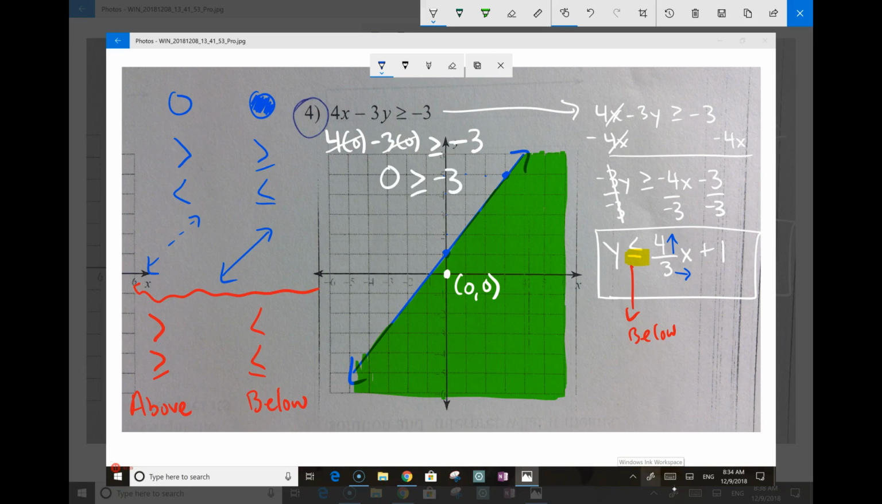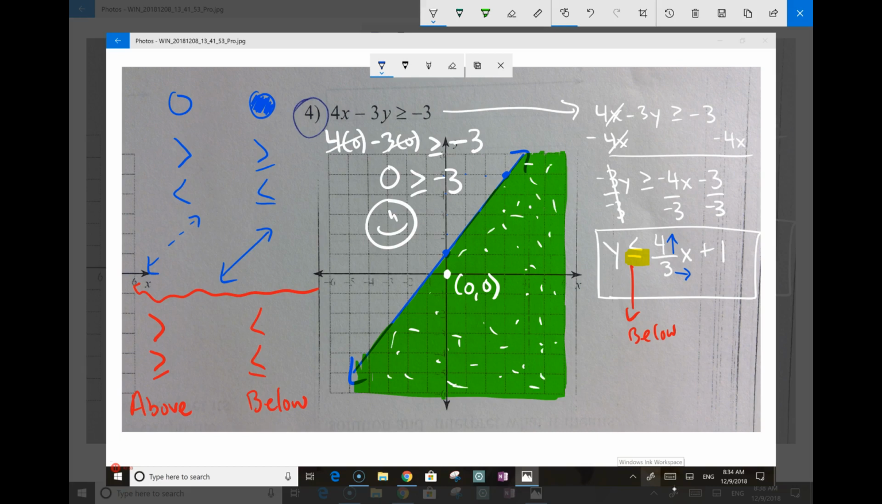And now I have to think about this. Is that true or is it false? Is 0 bigger than or equal to -3? And the answer is yes, it is. And because it is, this single point in the green zone is like the ambassador for all the other white points that are in here, which are limitless, countless others.